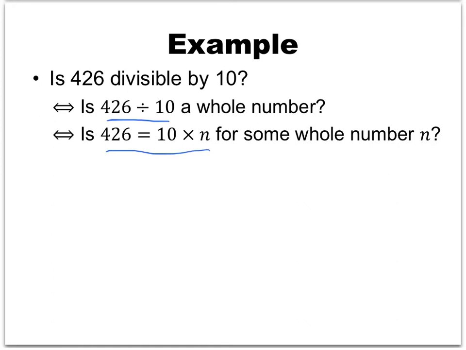Well, let's stop right there and just look at this right-hand side, the 10 times n. What we have is 10 times a whole number. We know from earlier on this semester that if we take 10 times a whole number, this number is going to end in a 0. It doesn't matter what the number n is, because it's a whole number, we know that 10 times n is going to end in a 0.